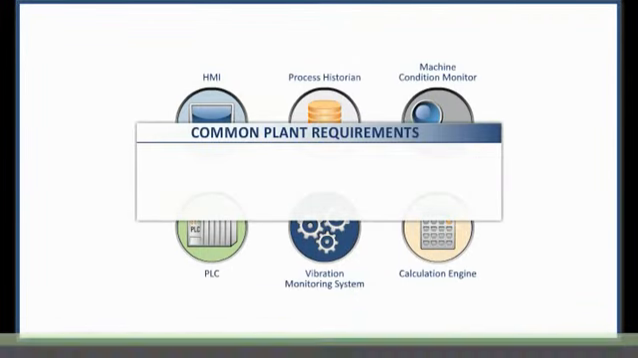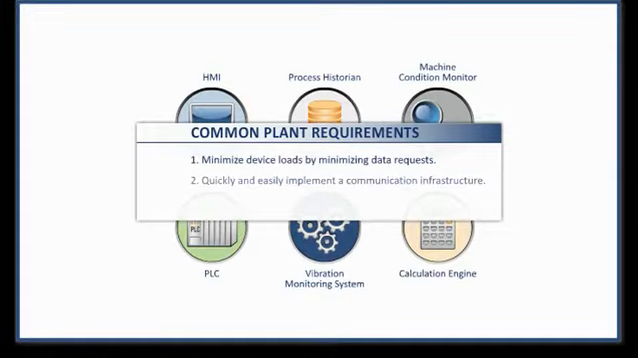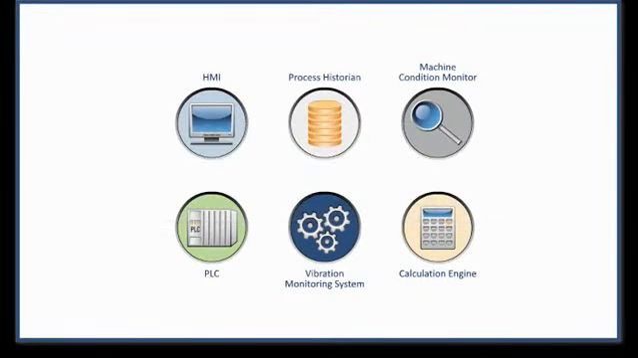Heading into the project, the plant had three common requirements. One, they needed to minimize the number of data requests because the controllers could not provide data very quickly. Two, they needed a system that was relatively quick and easy to implement. And three, they needed to pay as little as possible for the entire communication infrastructure and its implementation effort.